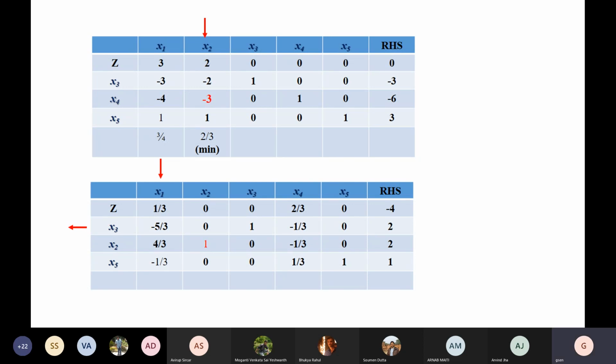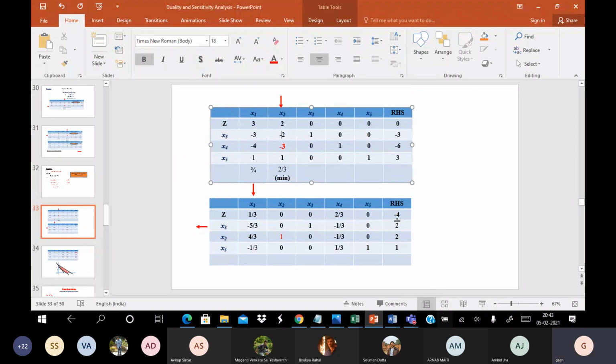I think this should be -1. This one. This should be -1, isn't it? Because you divided the x4 row by -3, fine, to make it 1. So it becomes 2. It becomes 2, right?